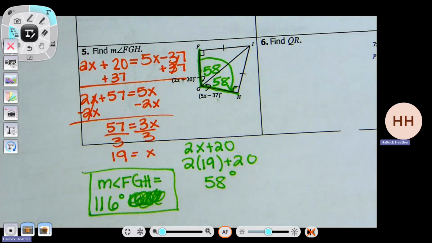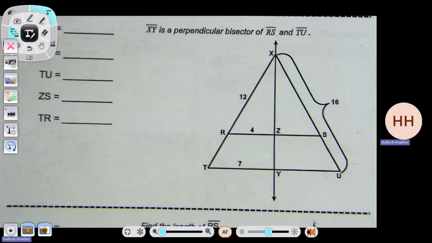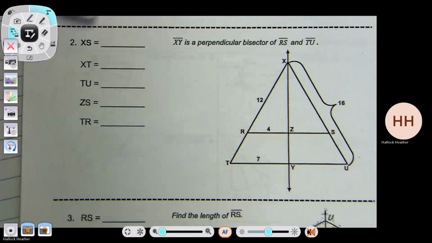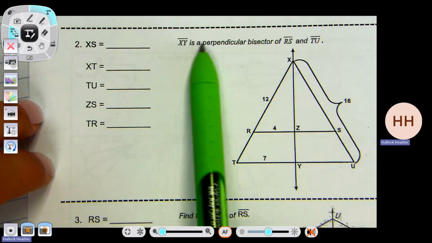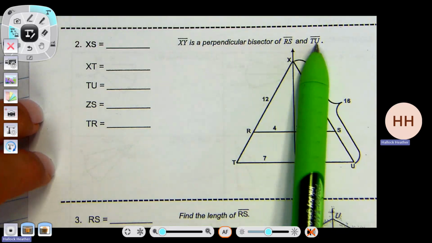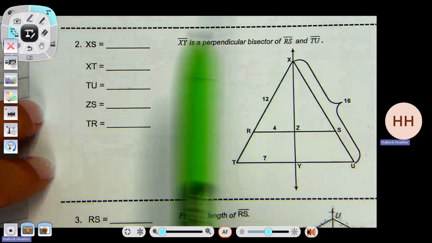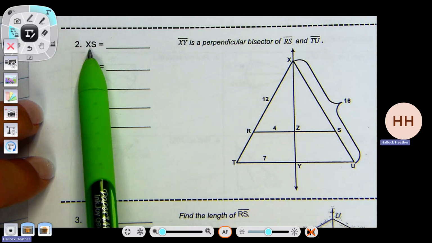Okay, so on the back, let's go to number 2. Using this idea, we're going to figure out number 2. It looks bad, but it's very easy. It's not terrible. It says XY is perpendicular bisector of RS and TU. So it's a perpendicular bisector. I need to find X to S.